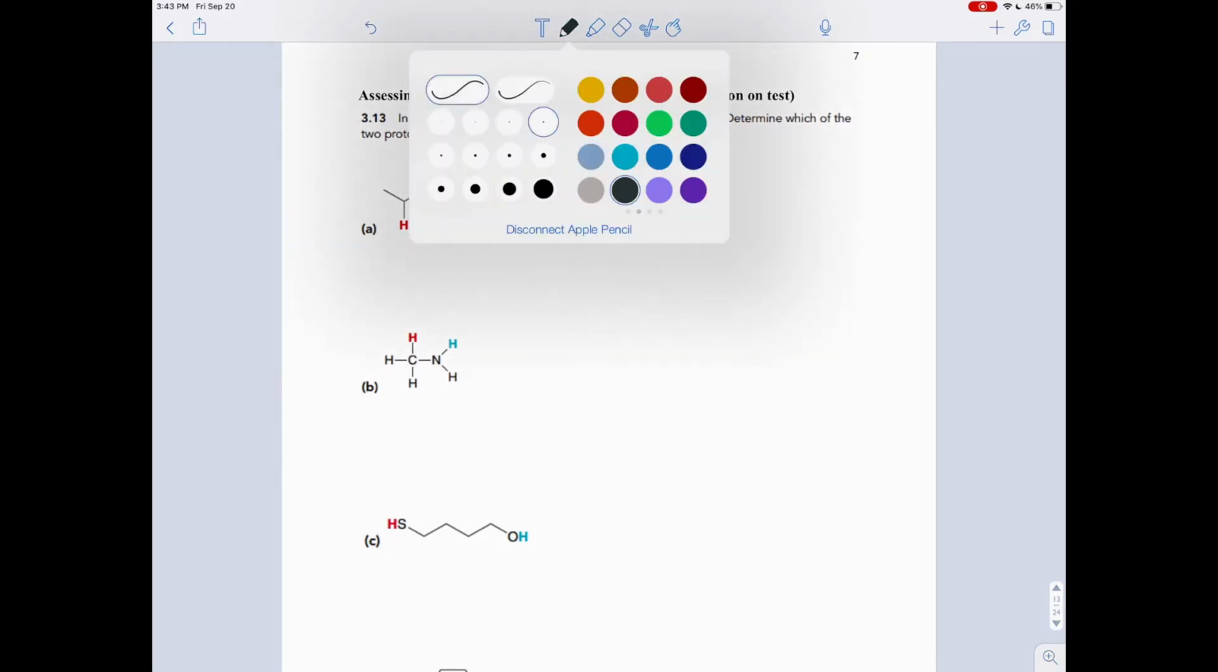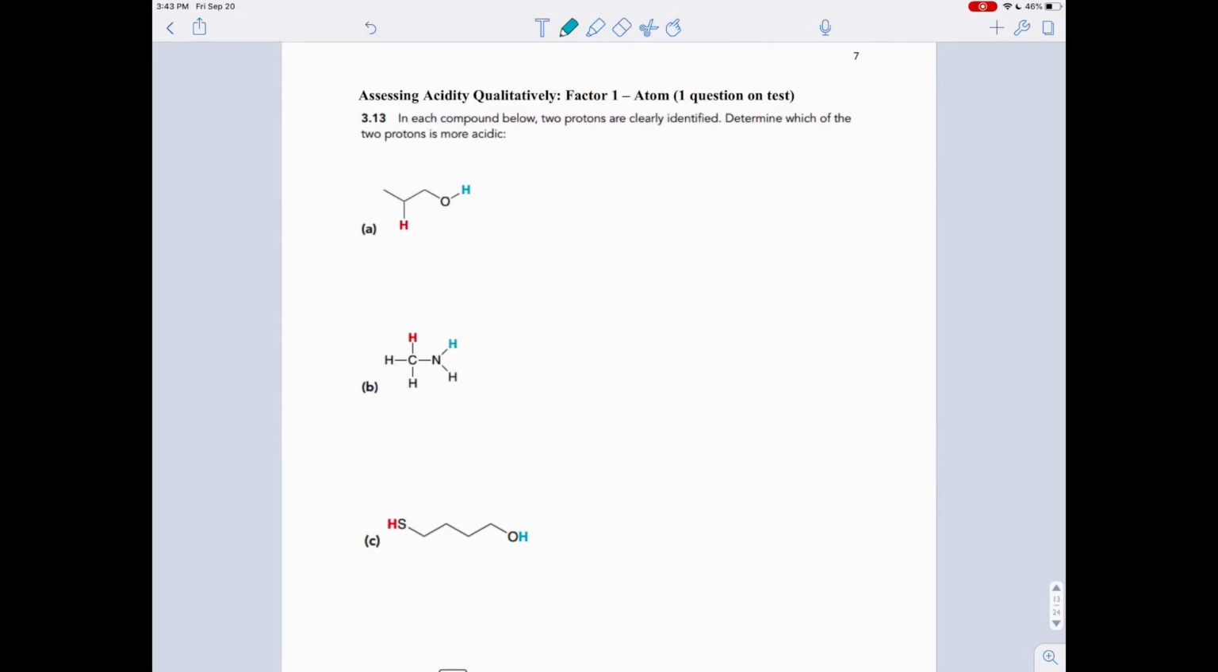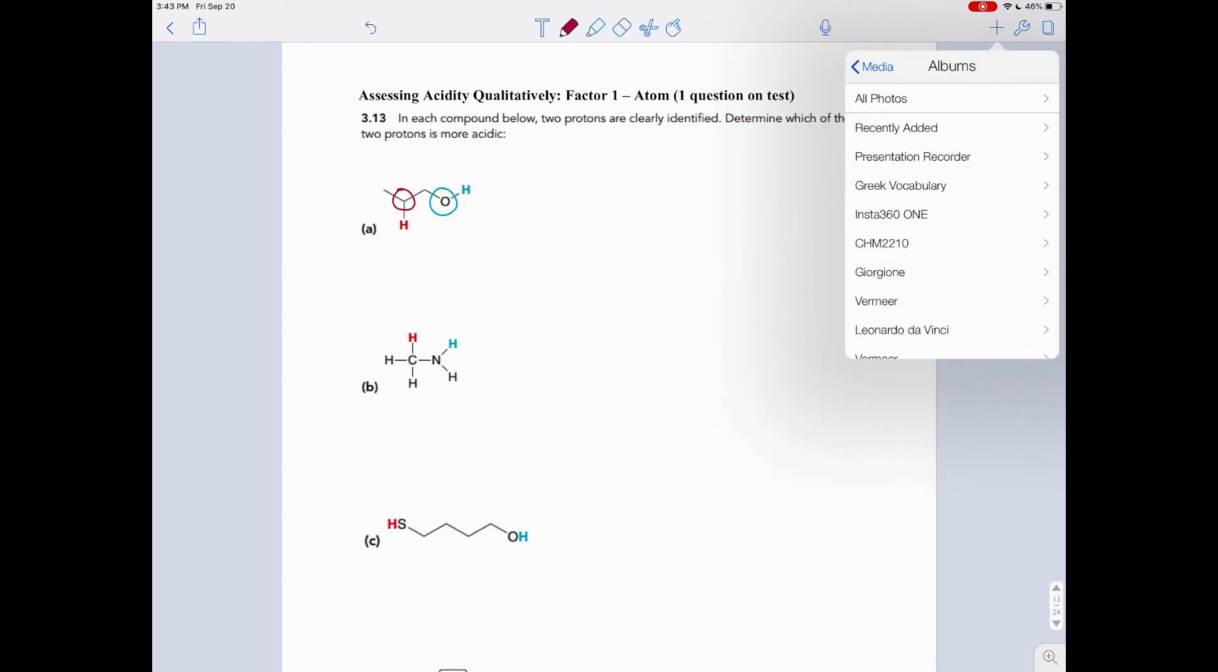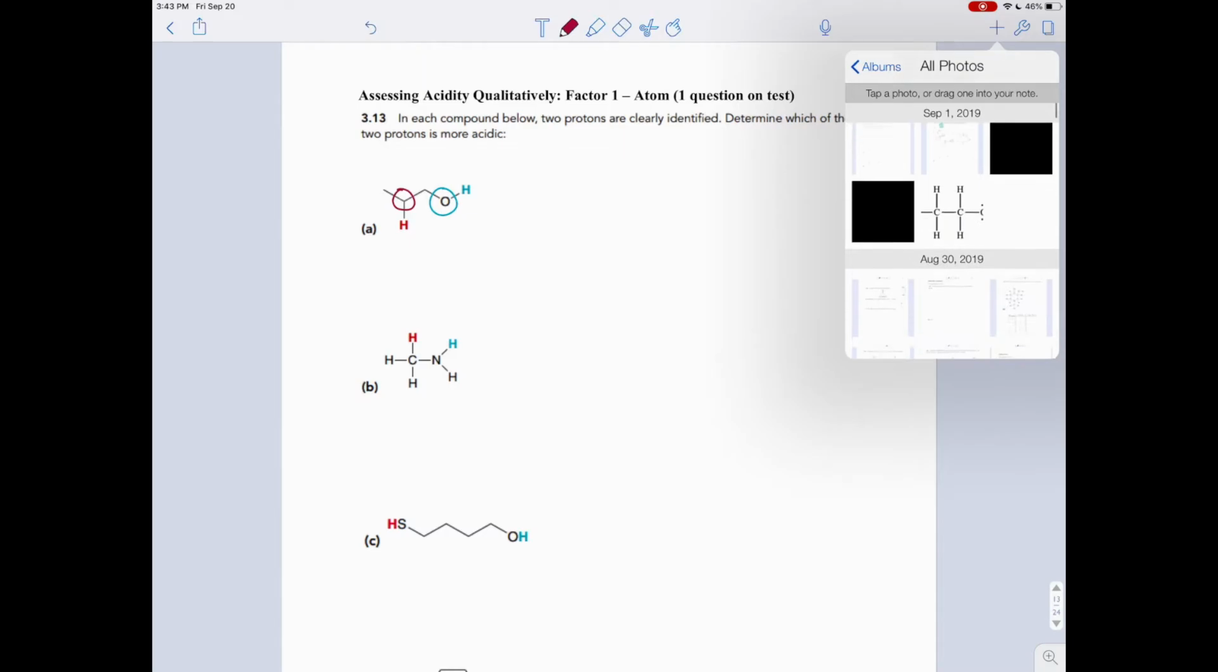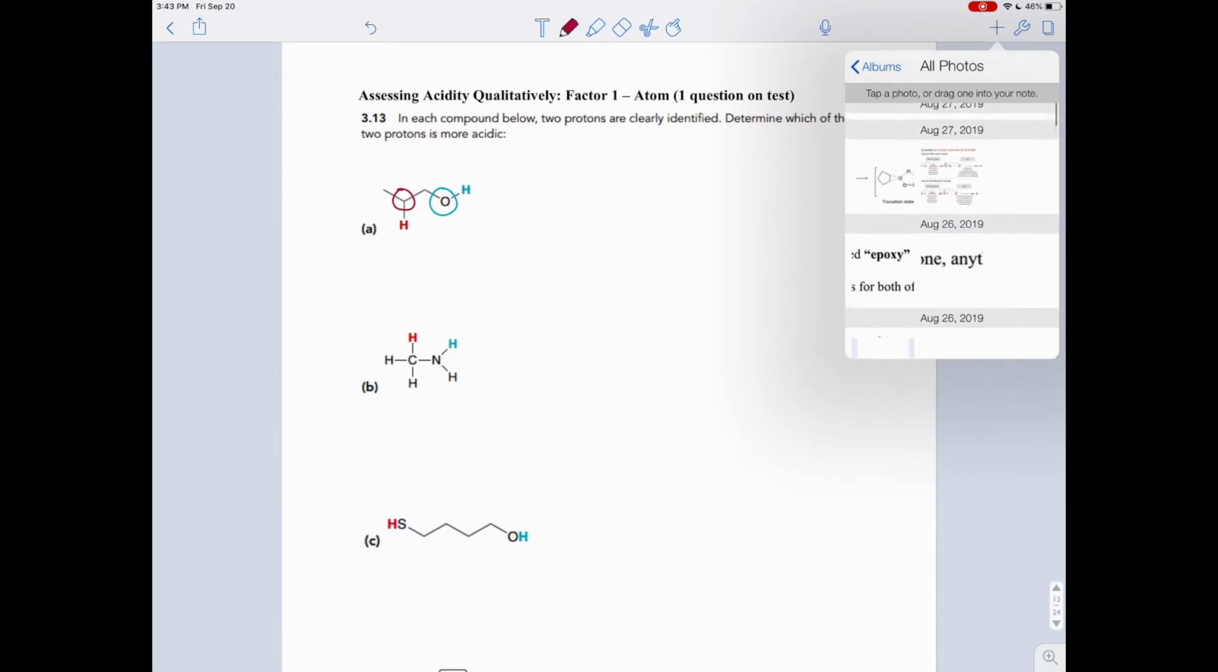So you'd look at the 2 hydrogens. The blue one is on an oxygen. The red one is on a carbon. Those are different atoms. So if we look at a periodic table, you would see that those 2 elements are in the same row of the periodic table.